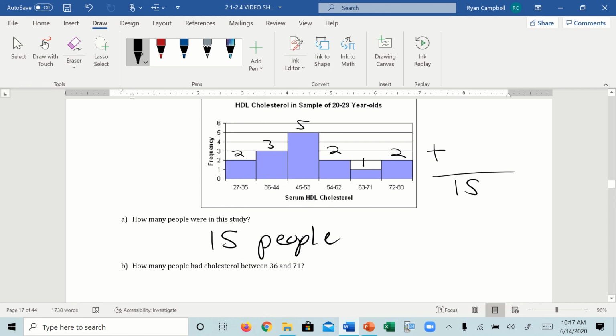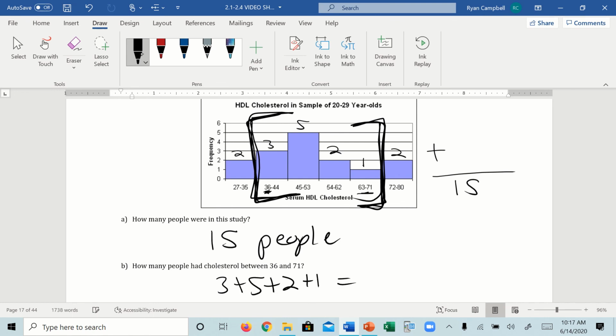How many people had cholesterol between 36 and 71? So 36 is right here, and 71 is right here. So how many people are between these two numbers? So 3 plus 5 plus 2 plus 1, we get 11 people.